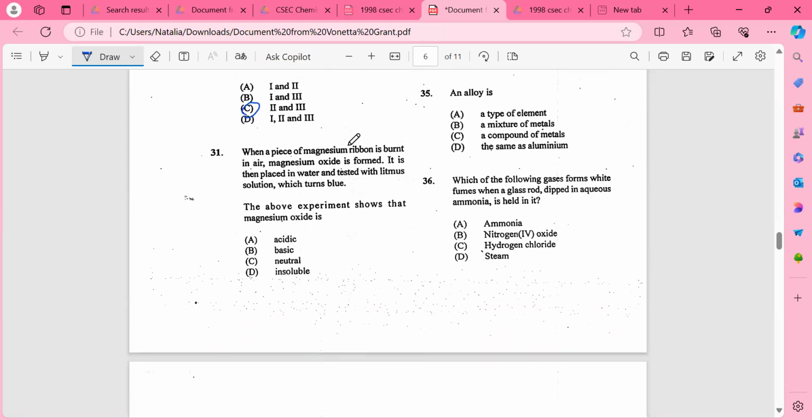When a piece of magnesium ribbon is burnt in air, magnesium oxide is formed. All right, so magnesium oxide is a basic oxide, right? Oxides of metal are basic. It is then placed in water and tested with litmus solution, which turns blue. From the above experiment, so litmus turns blue in base. So our answer is B.